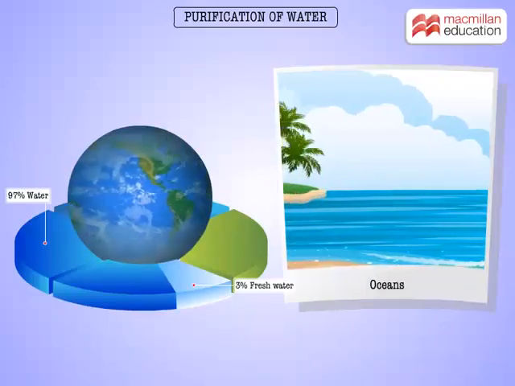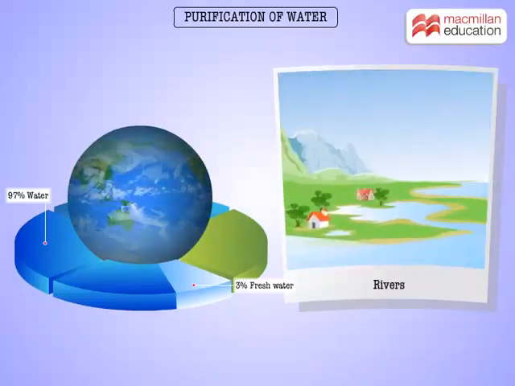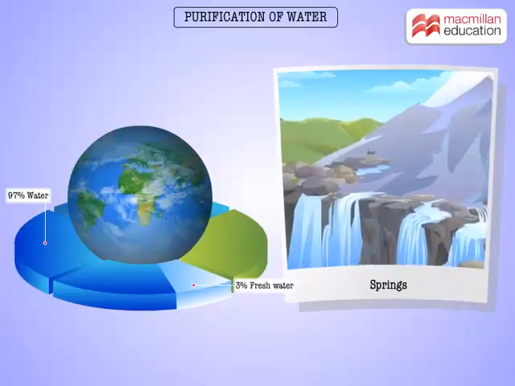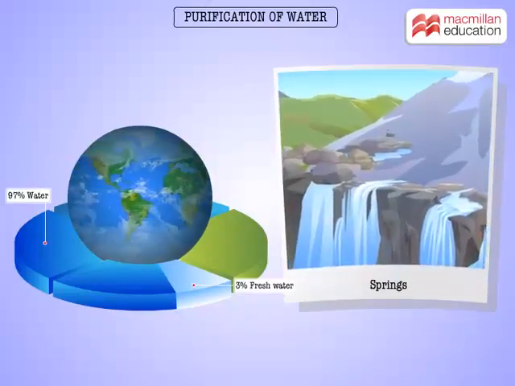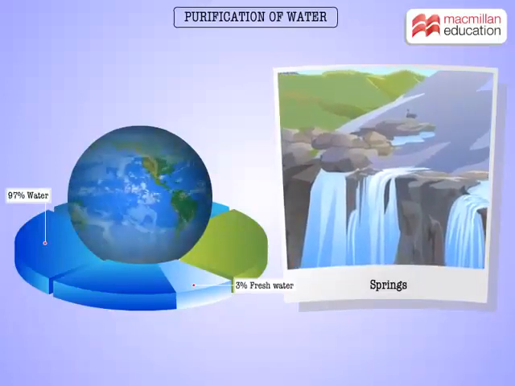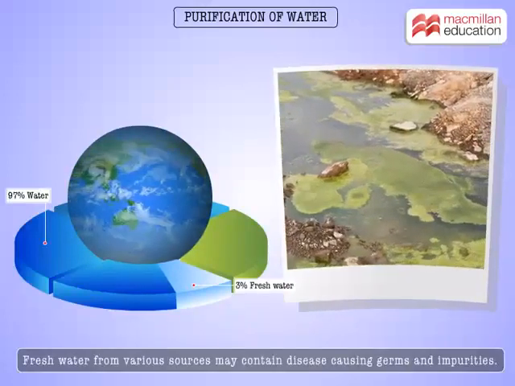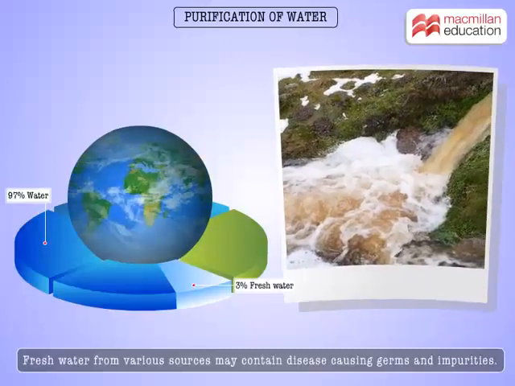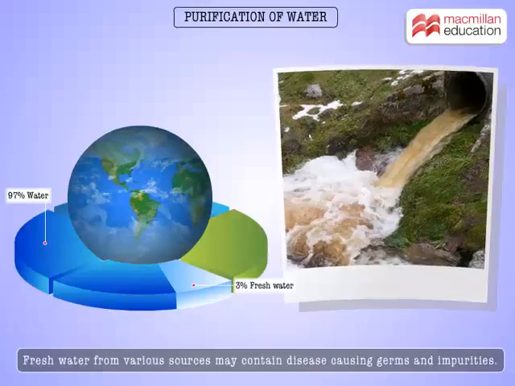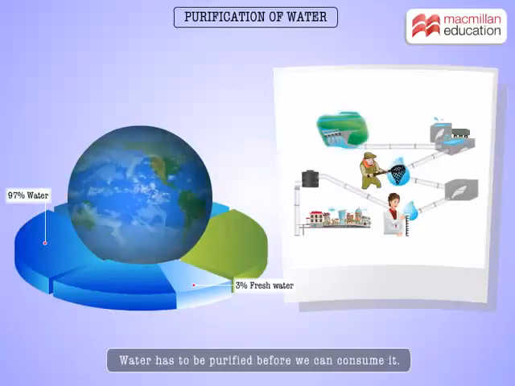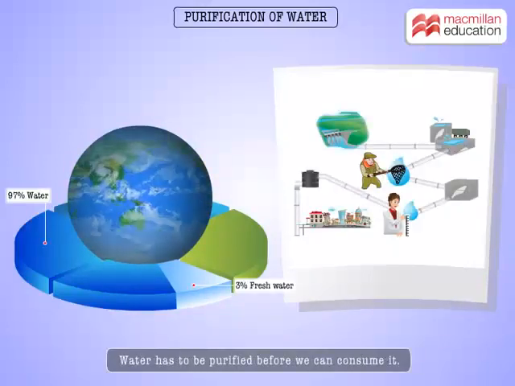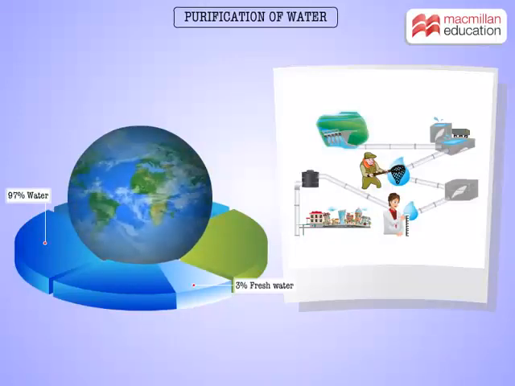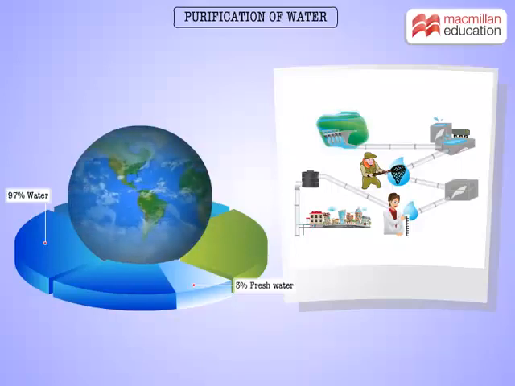Out of this 3%, the surface water of rivers, lakes, or springs forms an even smaller percentage. Fresh water from various sources may contain disease-causing germs and impurities. Large-scale water purification is done before it reaches our homes. So, let's see the journey of water before it reaches our home.